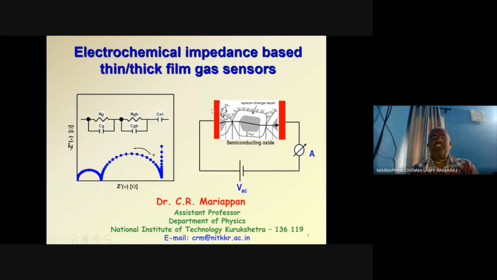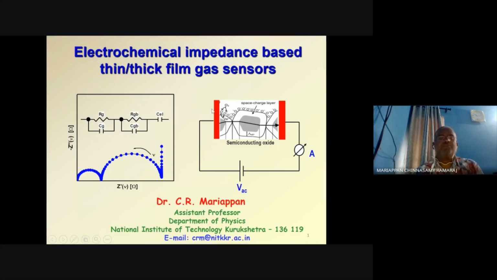Okay, so let's go on to the definition of sensor. As you know, for the last 4 or 5 days we are learning this sensor technology, so you might be knowing what is sensor technology. A sensor usually is a device that converts the signal from one energy domain to the electrical domain. You can understand the definition from this picture here.